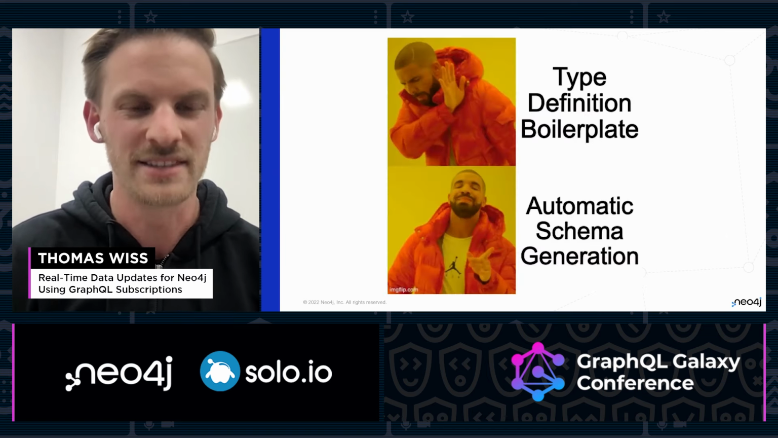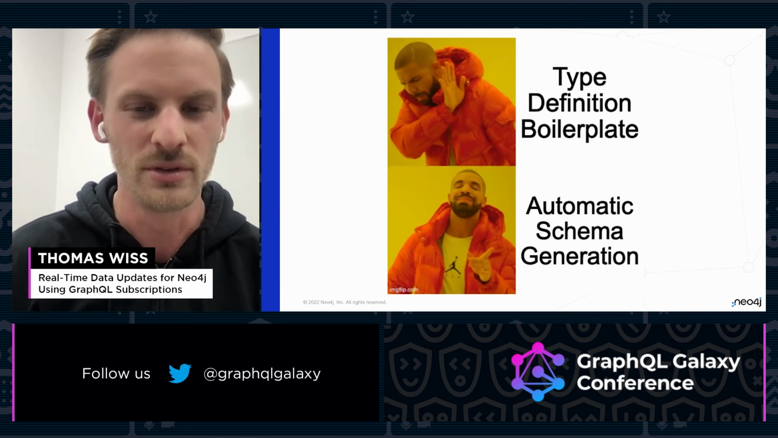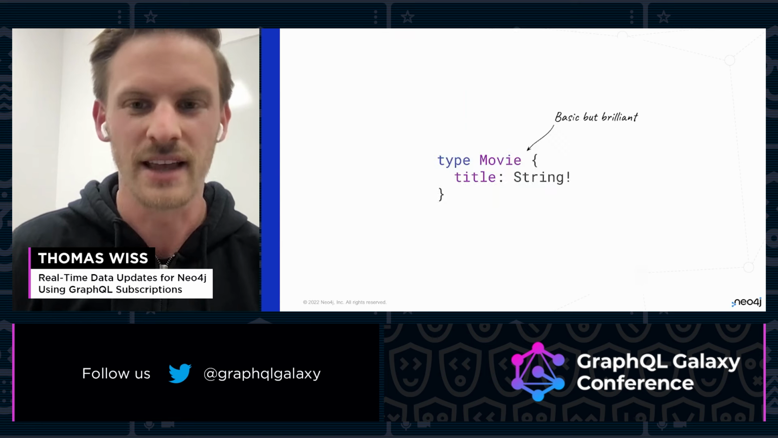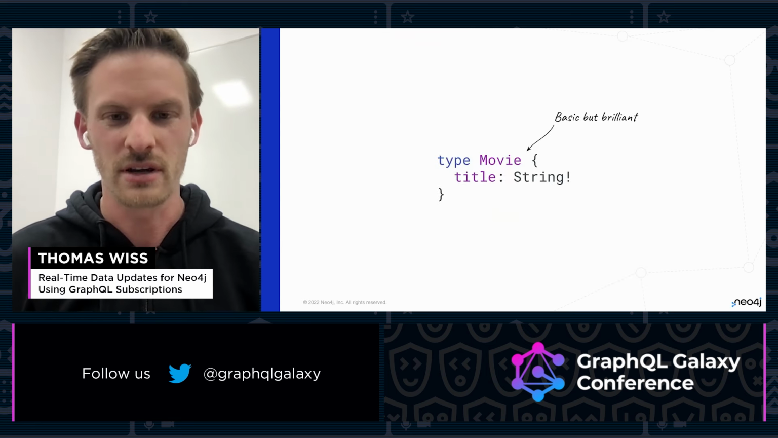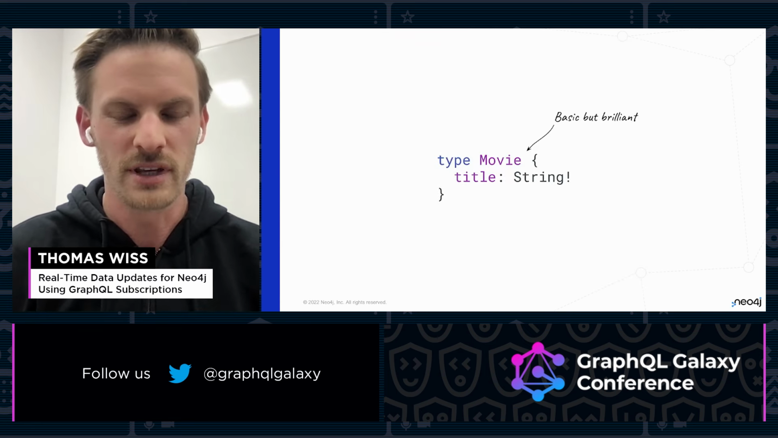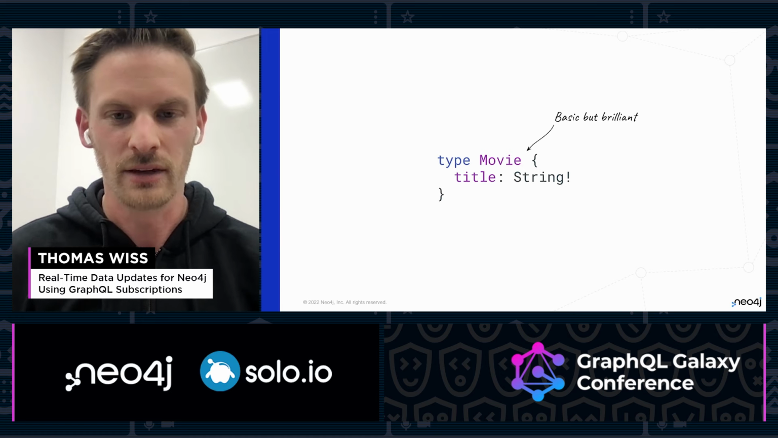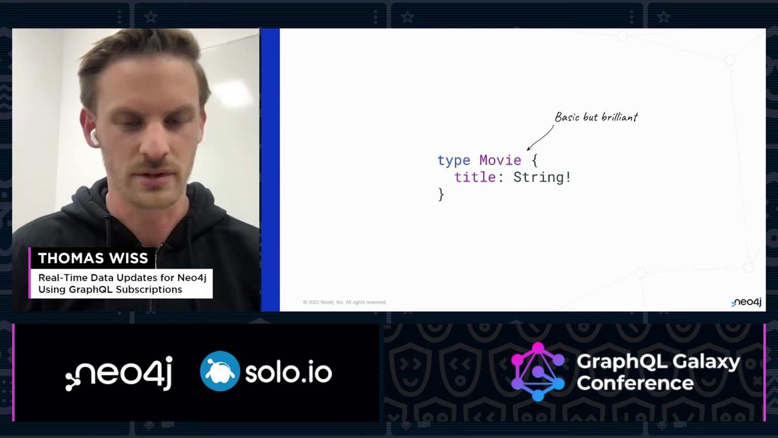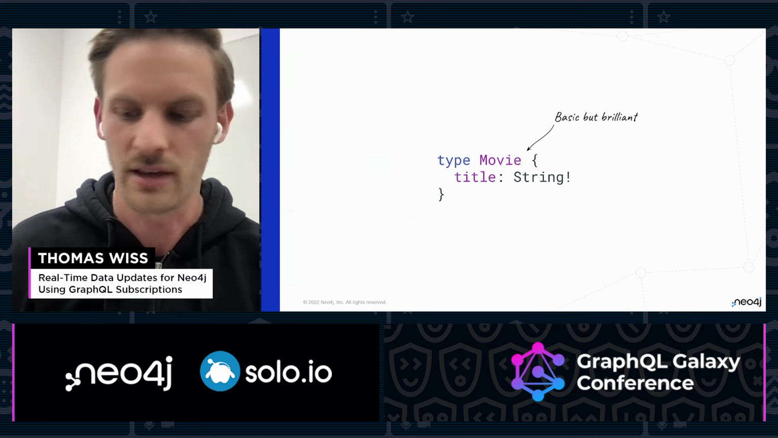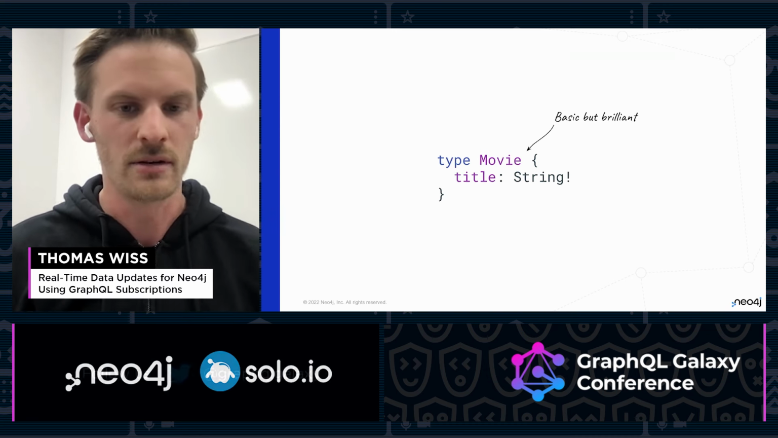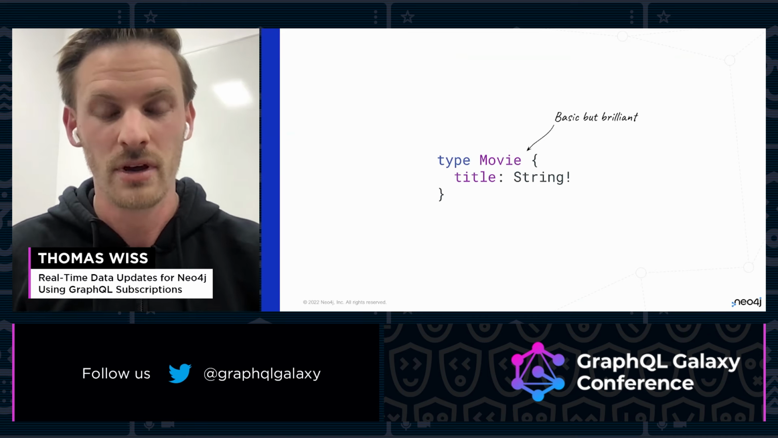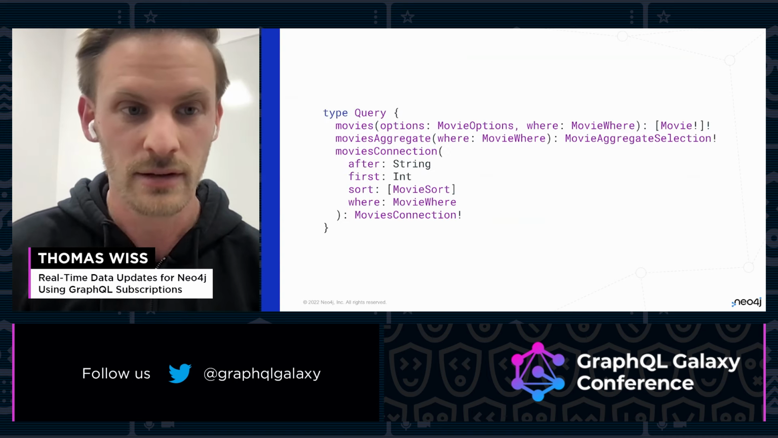I want automatic schema generation, right? I mean, you do the boilerplate, I do automatic schema generation. And that's exactly what we did with the Neo4j GraphQL library. The only thing you have to provide to make your GraphQL API ready to be used is to define your types, or the type definitions. We just take a very simple one here to get started, like a movie with a title, all you need. And then the library in the background for you will create this here.